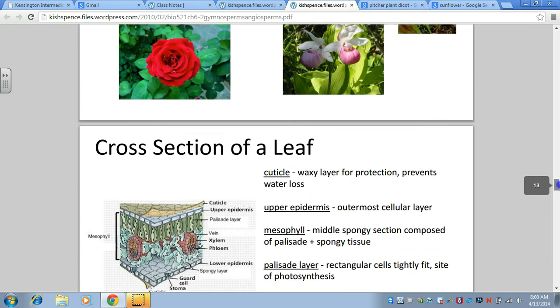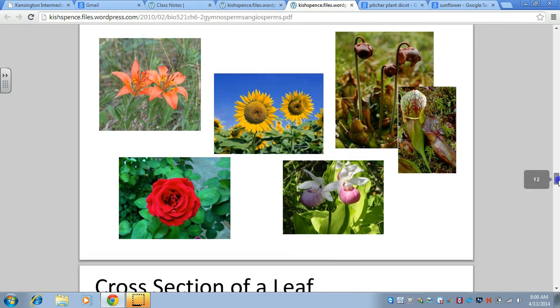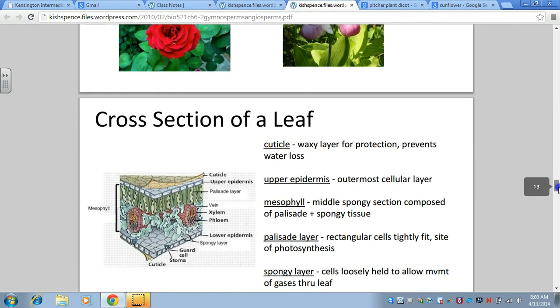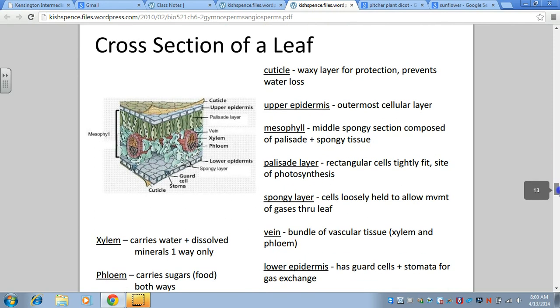Okay, so we're going to be doing an activity where you have to figure out if the plants are monocots or dicots. So that is one activity we'll be doing. Another thing, I didn't give you one to label, but it'd be good if you find one and print it off and practice labeling it.